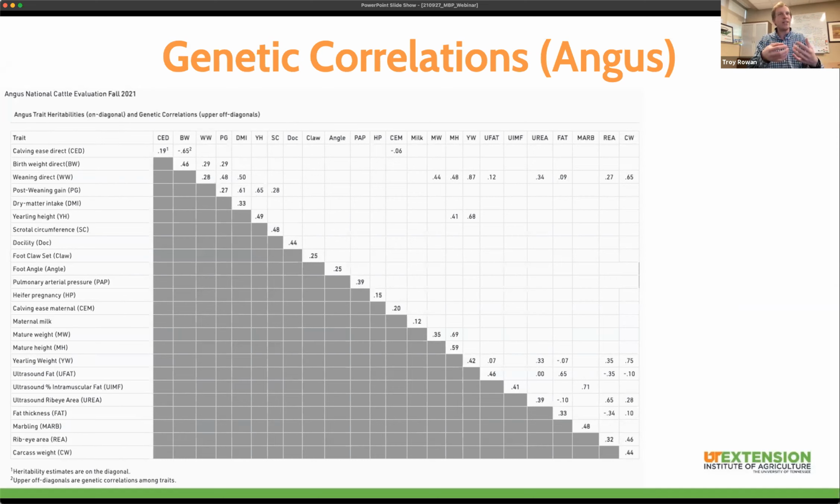So if you're selecting for carcass merit, you're going to increase a lot of these traits at once and hopefully in the right direction. So that's just a really brief introduction into genetic correlations. Not something we'll talk a whole lot about moving forward, but as we start to think about making these decisions in our own herds, these are the sort of things that we have to keep in mind.